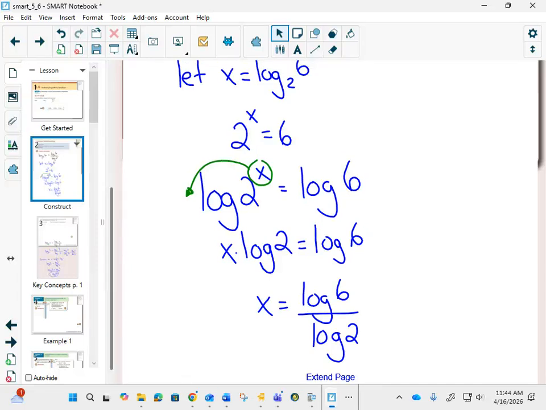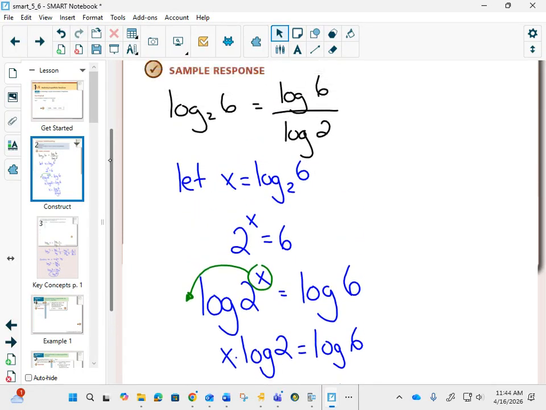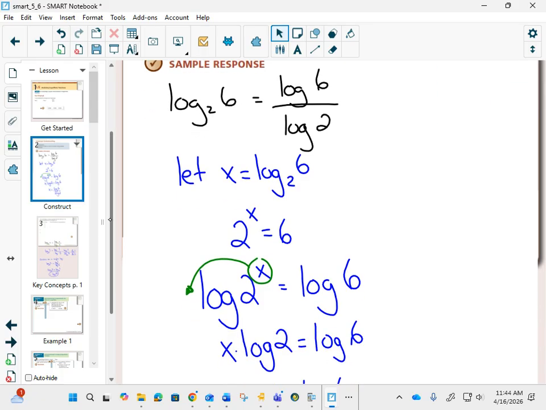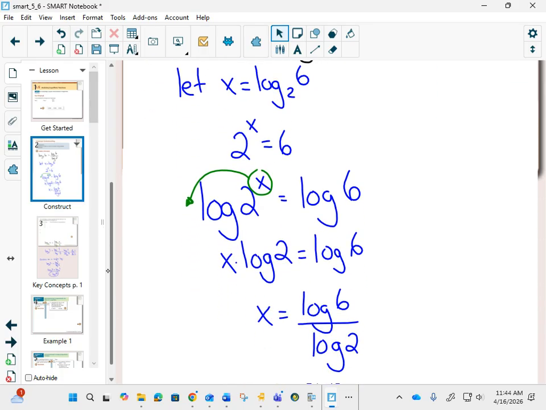A little revamp of what we did there. So some of us can type in log base 2 of 6 into our calculator. Some of us can't and would have to type log 6 divided by log 2. Why can we do that? Well, I let x equal log base 2 of 6. I changed it by definition to log form.